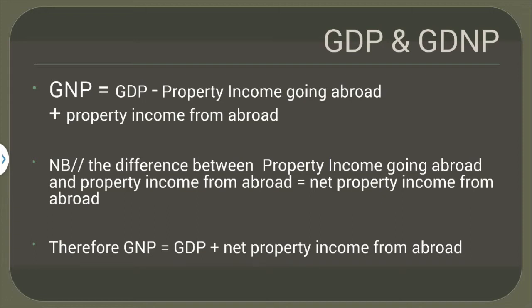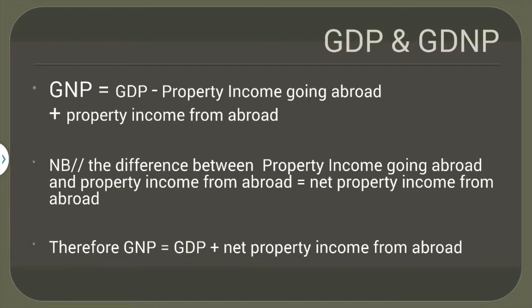So if we are trying to calculate GNP for Trinidad and Tobago, we have to minus what is known as the property income going abroad. That property income going abroad refers to all monies generated by foreign countries operating locally in Trinidad and Tobago. But then we want to add all monies that are generated by our nationals that are located on foreign soil. So we're going to add that, and it's termed property income coming from abroad. Therefore, GNP is equal to GDP minus property income going abroad plus property income from abroad.